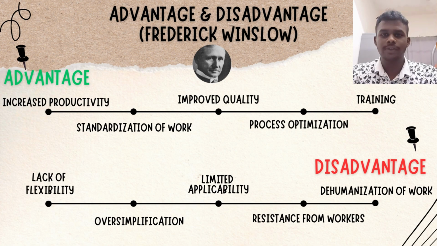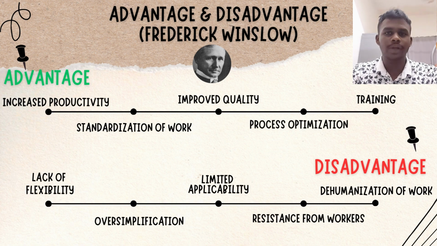Advantages of Frederick Winslow Taylor. Firstly, increased productivity. Taylor's scientific approach to management led to increased productivity as workers were trained to perform tasks in the most efficient way possible. The second advantage, improved quality. Taylor's method also improved the quality of the product as workers were held to higher standards and quality control measures were implemented. The third one, standardization.